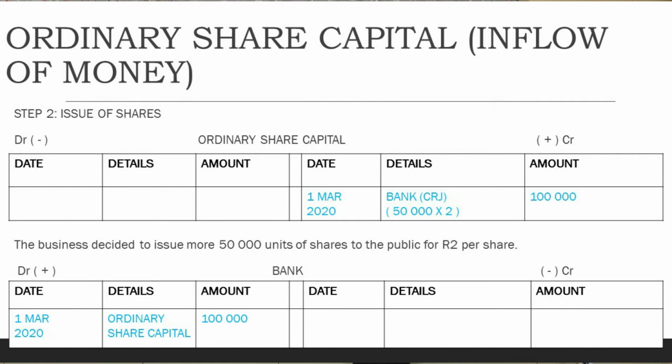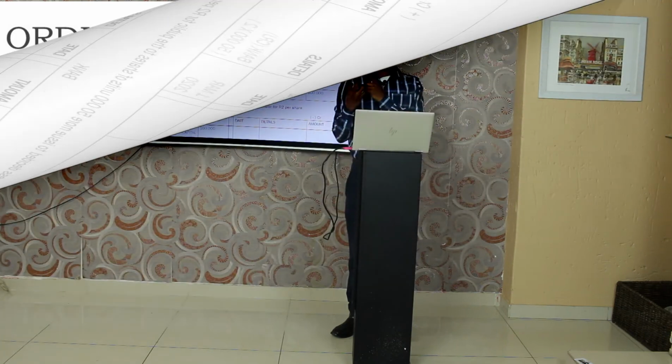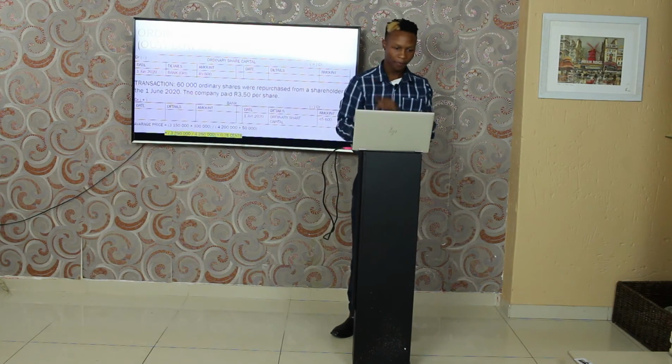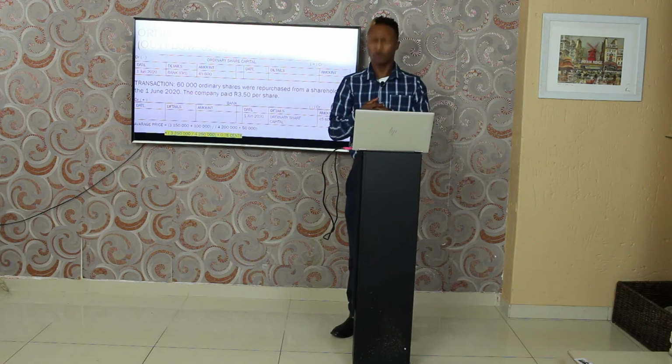There you can see we have our 100,000 on our debit side, detailed as ordinary share capital, and then our ordinary share capital will be bank. It's a double entry principle. Step 2 is an issue of shares to the public. You will receive money. It's an inflow of money. I hope you understand, okay guys.